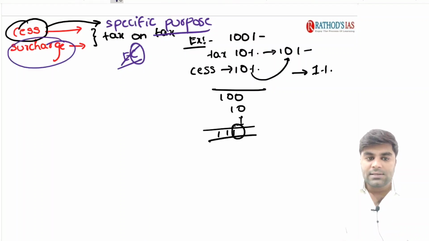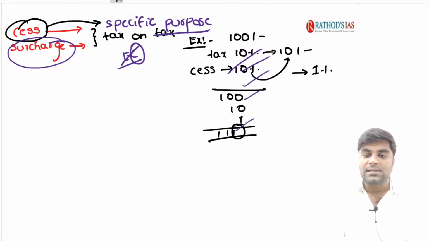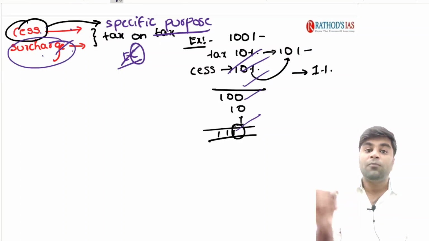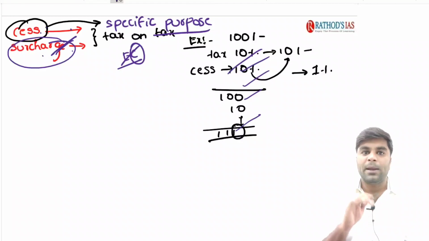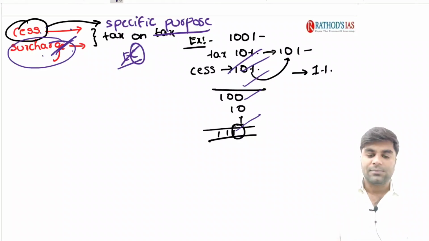And surcharge is applied in a similar way, but the government is going to use it at its discretion. There is no specific purpose for which the surcharge is collected, and cess is collected for a specific purpose. So I hope you understood the difference. Cess is tax on tax, surcharge is also tax on tax, but cess is collected for a specific purpose, and the collected amount should be used only for that purpose. Surcharge is not collected in such a way. It can be used for any purposes. This is the primary difference between cess and surcharge.